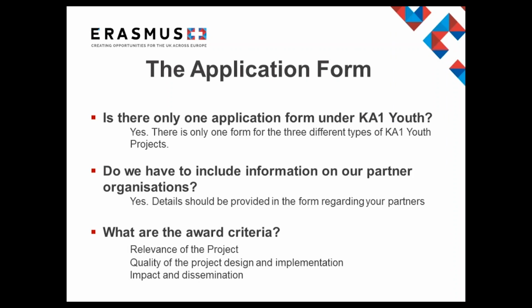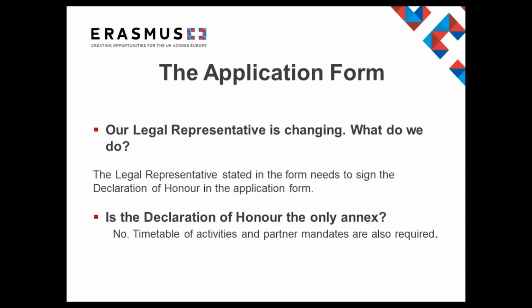The award criteria will be looking at the relevance of the project, the quality of the project design and implementation, and the impact and dissemination. You'll find detailed information on this within the programme guide on page 83. It's important to note that when looking at the relevance of the project, it's mentioned that the project needs to be in line with the objectives of the specific action. This can be found on page 78 of the programme guide, and the overall objectives of the programme, which can be found on page 9 of the programme guide.